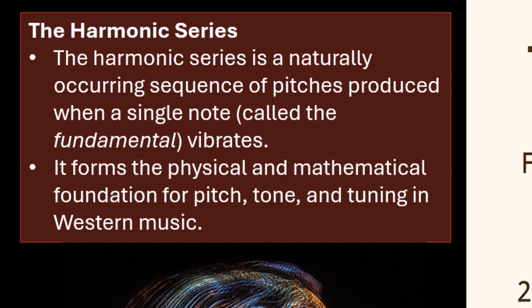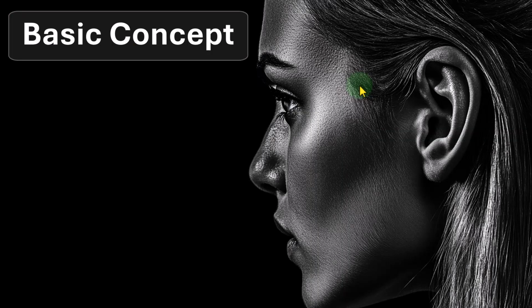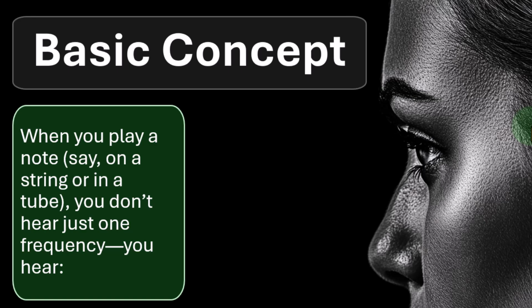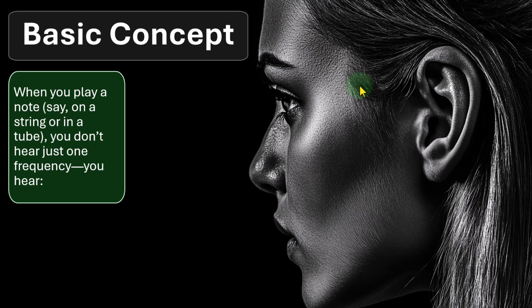All right, so it forms the physical and mathematical fundamental for pitch, tone, and tuning in Western music. So basically, we can think a lot of the things that we came up with in Western music, such as scales and whatnot, may be derived in part, at least, from this pattern. Basic concept: when you play a note, say on a string or in a tube, so stringed instruments versus tube instruments, say wind instruments, right?